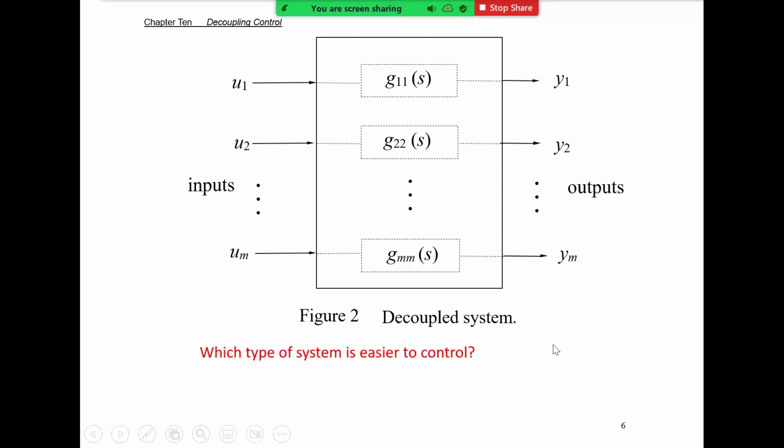Then, if we compare the decoupled system and the coupled system, which type of system is easier to control? Of course, decoupled, because you have learned so many things about designing a controller for the single input, single output system. You are very familiar with that. If you only look at one input and one output, you know all the techniques. You can do the servo control, you can track any type of reference signal so far. You have learned that in chapter 9.